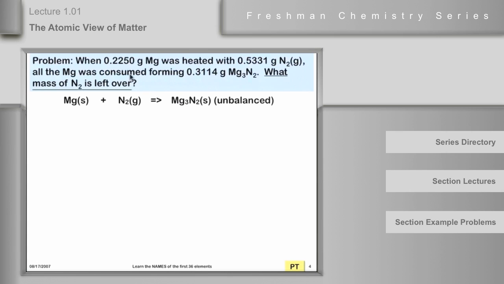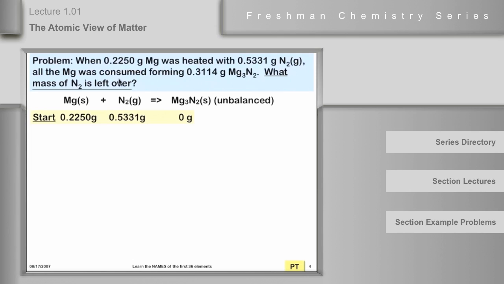Let's look at them. We don't have to write a balanced equation. We have 2 reactants, we have a product. So we can, and I really like to do this, write down what the start is here. At the start, what do we have? Well, the problem says we have 0.225 grams of magnesium, and we have 0.331 grams of dinitrogen, and we don't have any product because the reaction hasn't happened yet. We're at the start. Okay?